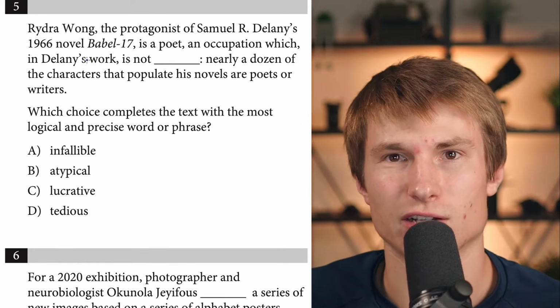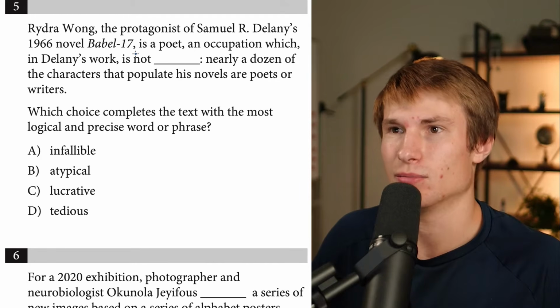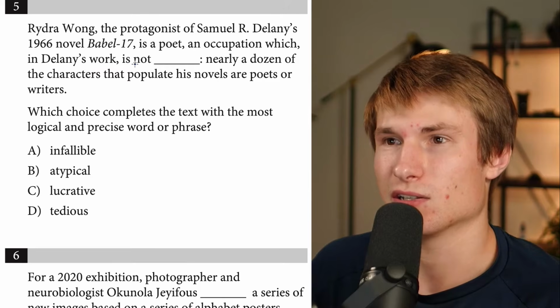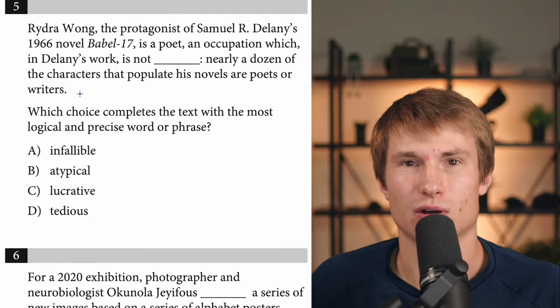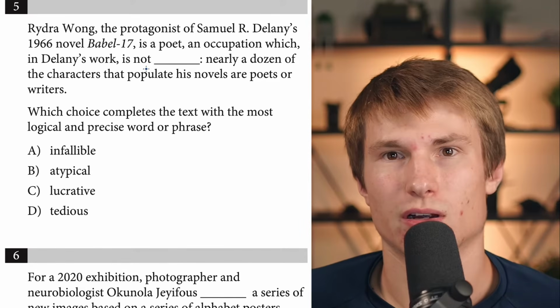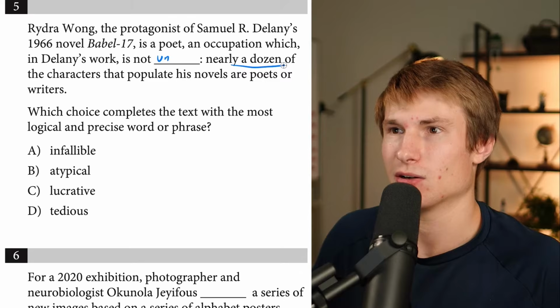Question 5. Rhodea Wong, the protagonist of Samuel R. Delaney's 1966 novel Babel 17, is a poet, an occupation which, in Delaney's work, is not blank. Nearly a dozen of the characters that populate his novels are poets or writers. All right, I would assume that this would be not uncommon because we then talk about how it is very common.